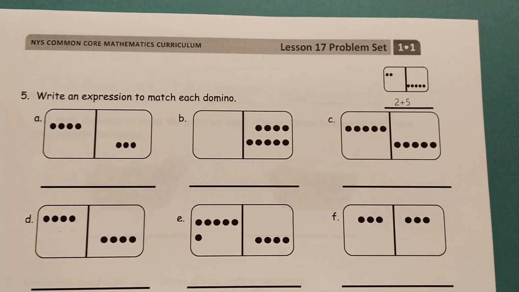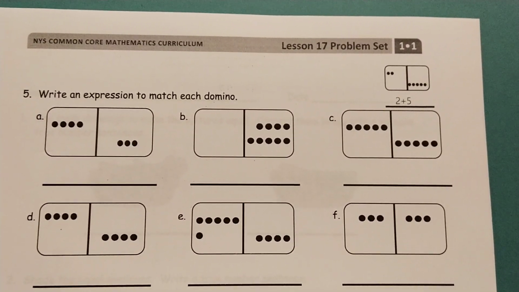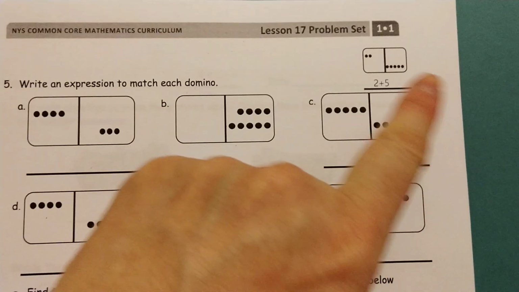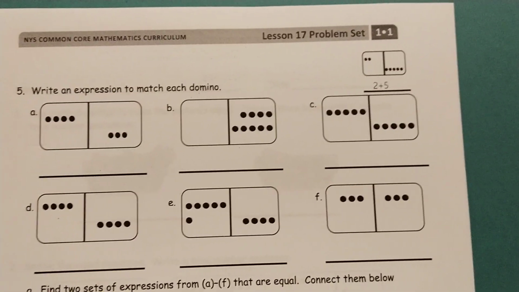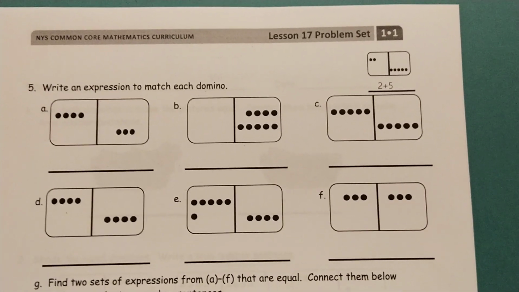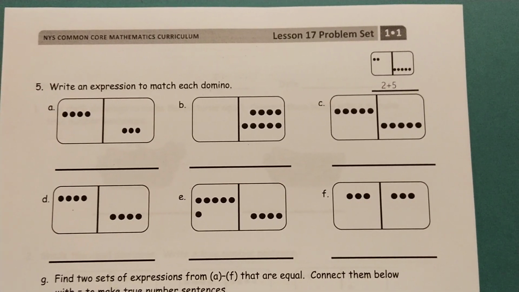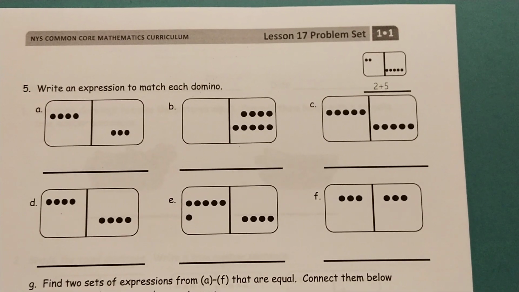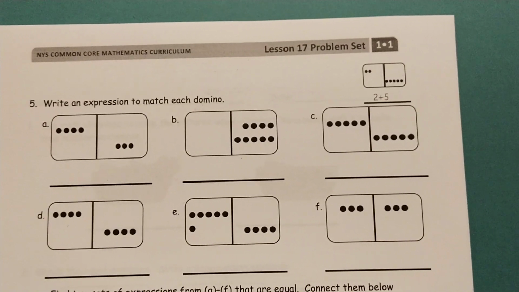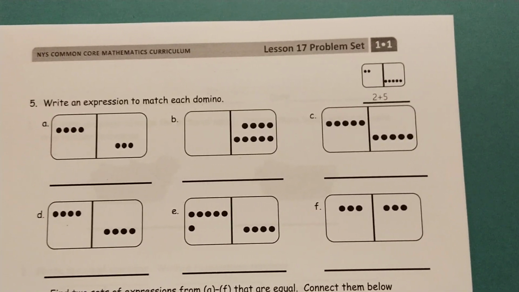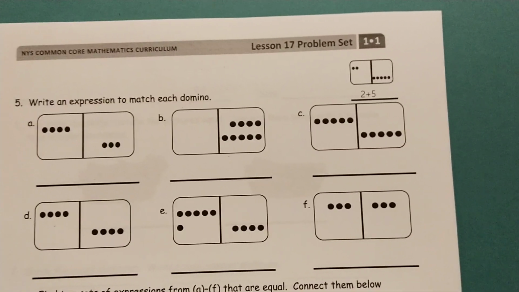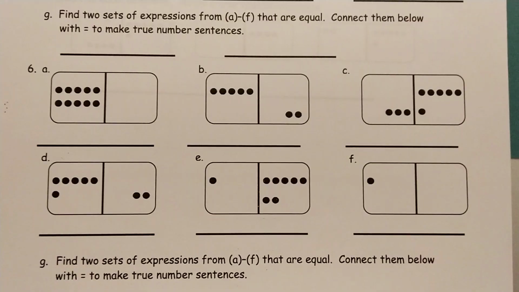For problem 5, we are just going to write an expression to match each domino. So for example, the domino way up here has 2 dots on the left side and 5 dots on the right side. We are going to write the expression 2 plus 5. Remember, it doesn't ask you to write an equation. So we're not going to write 2 plus 5 equals 7. That's an equation. We're just going to write an expression to show what each domino is showing.